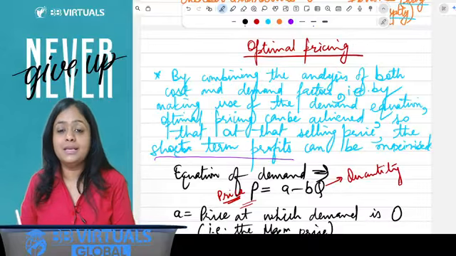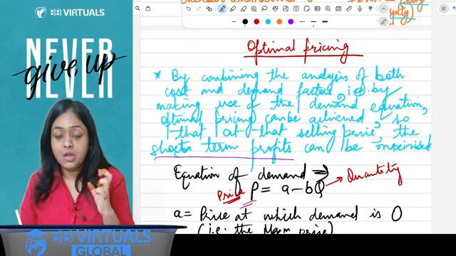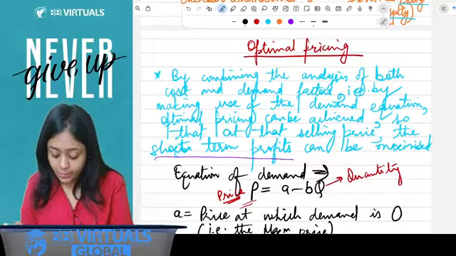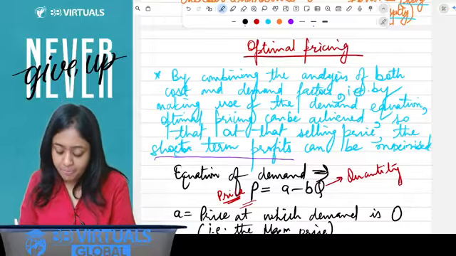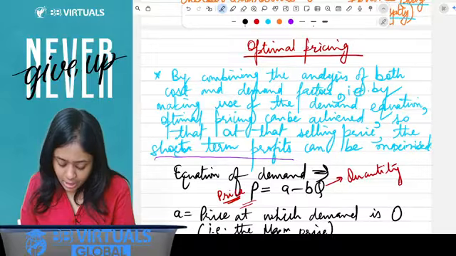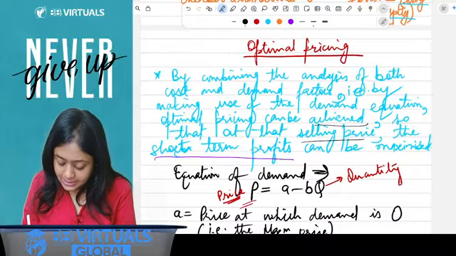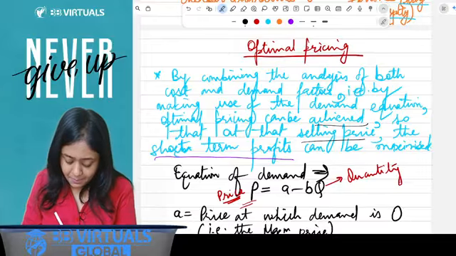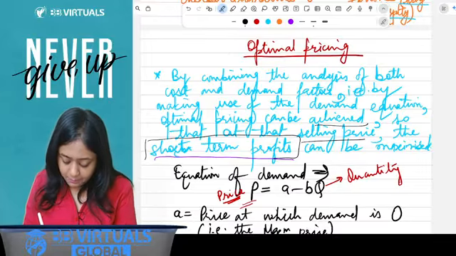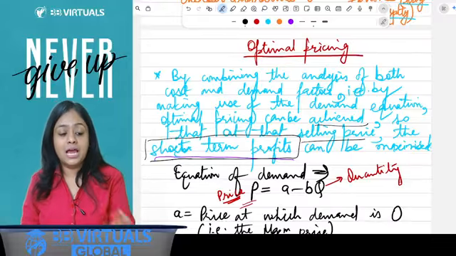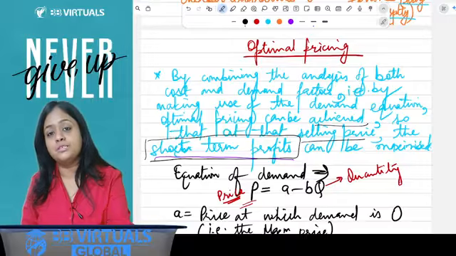So optimal price is the combination of both cost and demand equations. It simply means that by making use of the demand equation, optimal pricing can be achieved, so that at the selling price, the short-term profits can be maximized. Remember that pricing also focuses on short-term profits only. So it is that point where the short-term profits can be maximized.